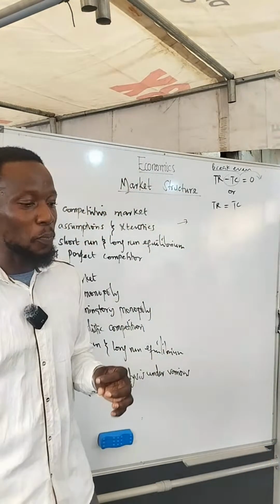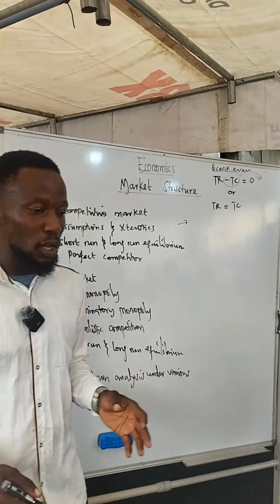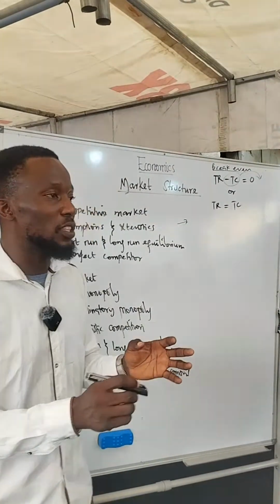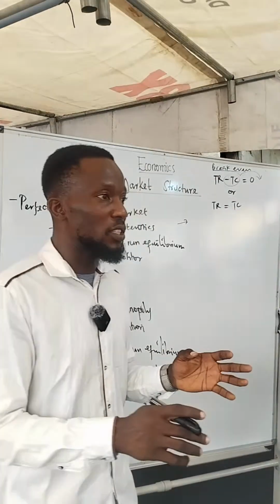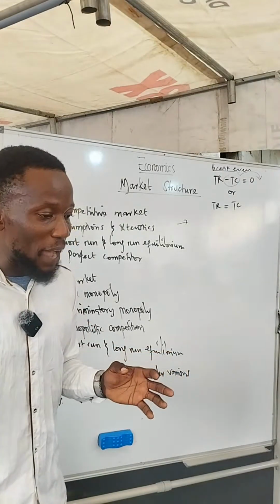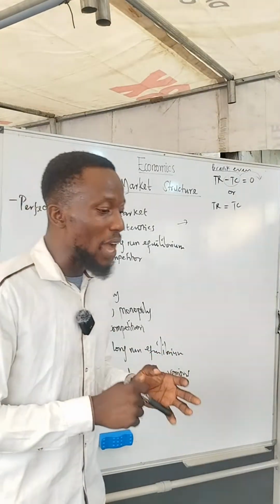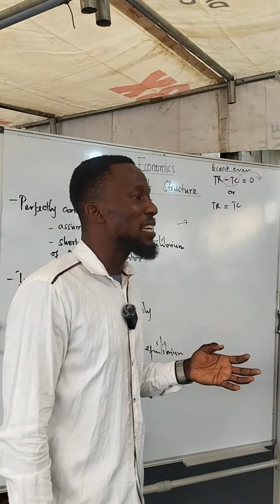So a perfectly competitive market is a theoretical market model. It is a market model with the following characteristics. What are the characteristics of a perfectly competitive market? Number one, there are many buyers and many sellers.